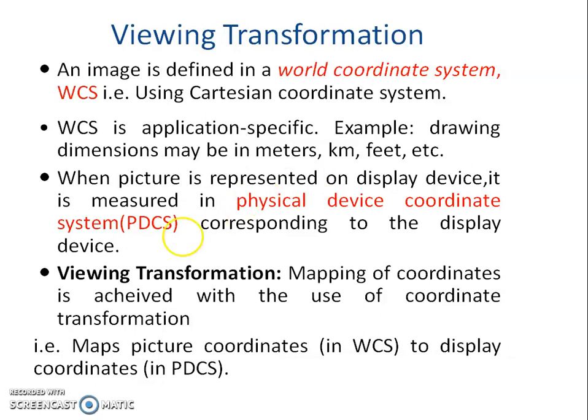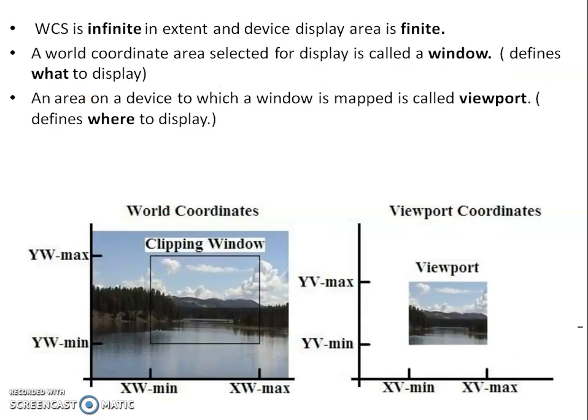When a picture is represented on a display device, it is measured in the physical device coordinate system corresponding to that display device. A mapping of coordinates is achieved with the use of coordinate transformation. That is mapping the picture coordinates in the world coordinate system to display coordinates in the physical device coordinate system. Here in this example, this is the world coordinate system.